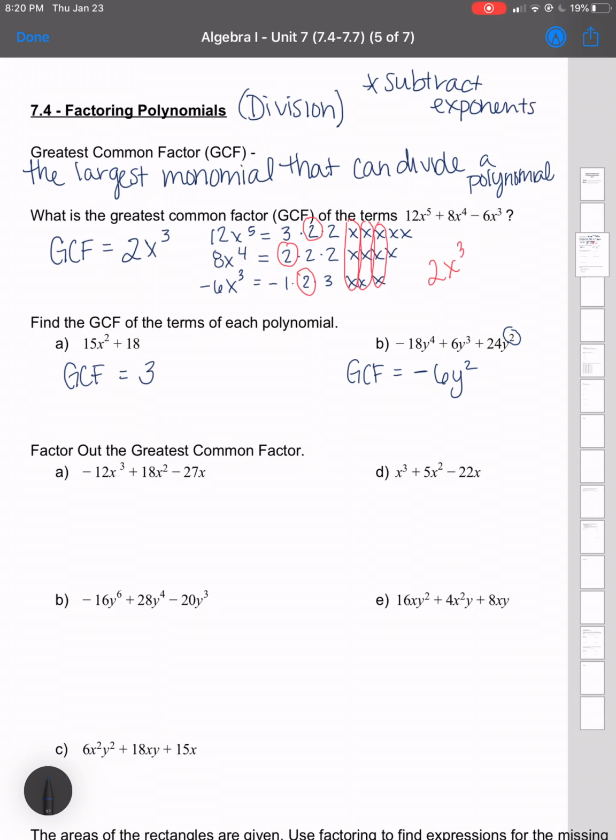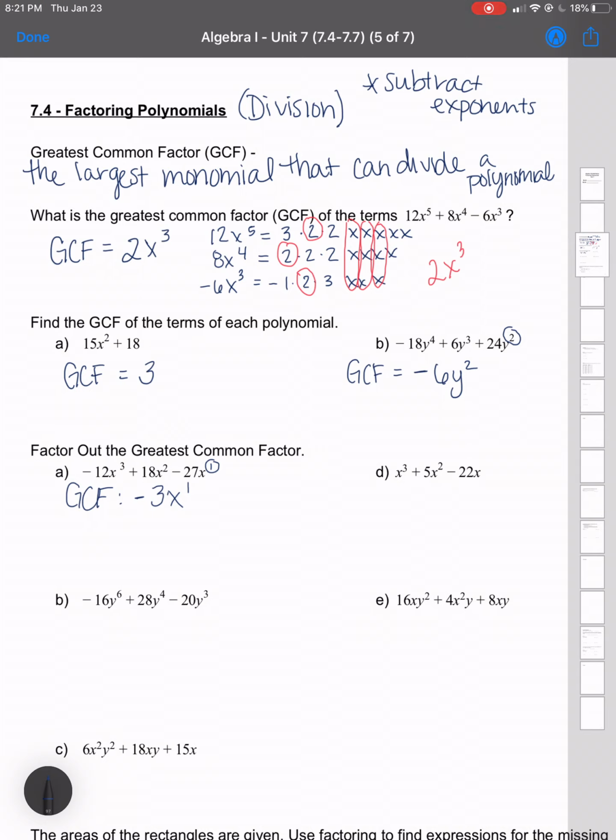Okay, so if we look at this first example, negative 12x cubed plus 18x squared minus 27x. Remember I said for our GCF, whatever number's in front, if it's a negative, our GCF is negative. And now we're looking, what's the largest number that divides 12, 18, and 27, which would be 3. And then our lowest exponent right here is a 1. So x to the first. So that's what we did up above, nothing different.